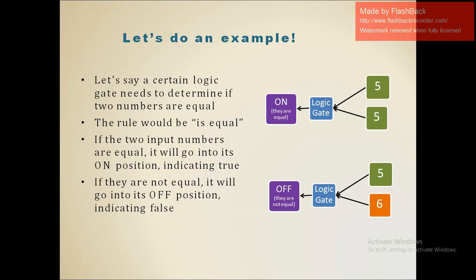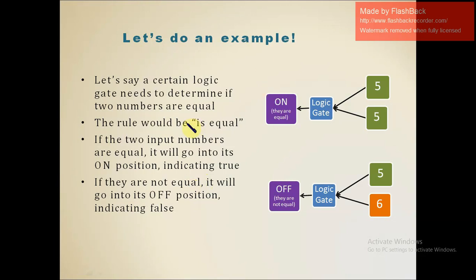Before we move towards an example, some basic points: the input and output of logic gates can occur in only two levels, as we learned, on or off. These two levels are termed high and low, either true or false, or simply 1 or 0.